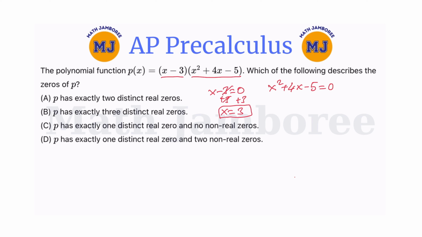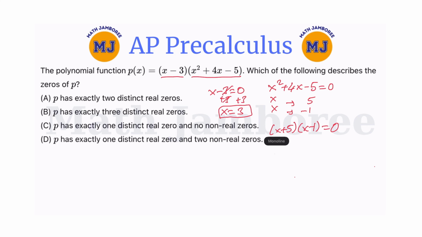For the second one, you're going to use x and x, and 5 and 1. When you multiply 5 and 1, you're supposed to get negative 5, and when you add them, you're supposed to get positive 4. Therefore, the 1 will be negative and the 5 will be positive. We write our factors as x plus 5 times x minus 1 equals 0.